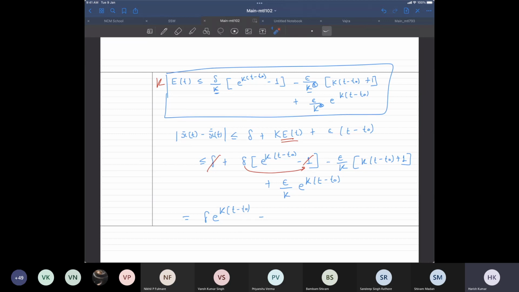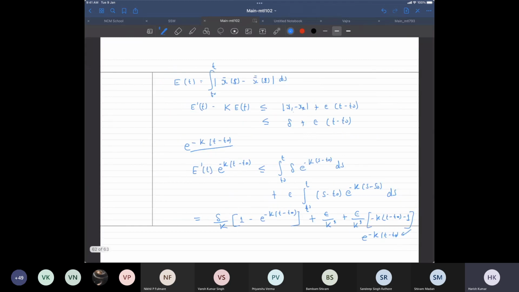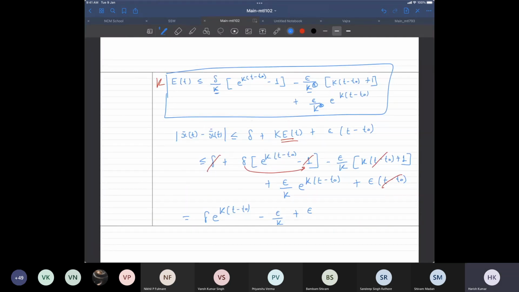Okay, and this will get cancelled with this one, so I should write this one also, epsilon t minus t naught. Okay, so that will also get cancelled, so what you get is minus epsilon k, that's it, plus epsilon. I think this was minus of this. These both were minus, and this is plus, epsilon by k exponential t minus t naught.